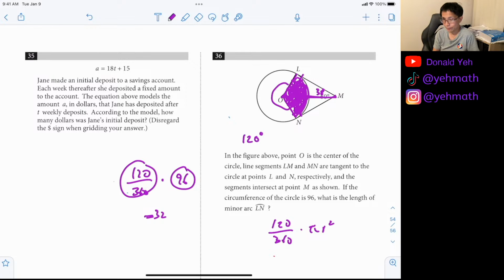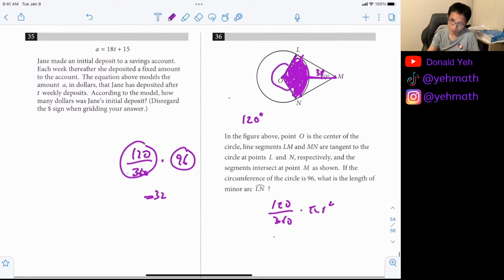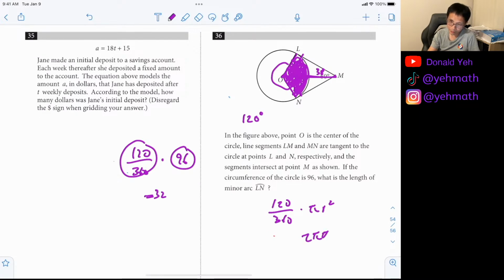Because 1/3 of the circle is 96. So it's r. Can I find the r? Wait, can I find the r? Let me see. I can find the circumference. Wait, can I find the radius? Oh yeah, because circumference is 2 pi r. You said 96, so 2 pi r is equal to 90 pi.